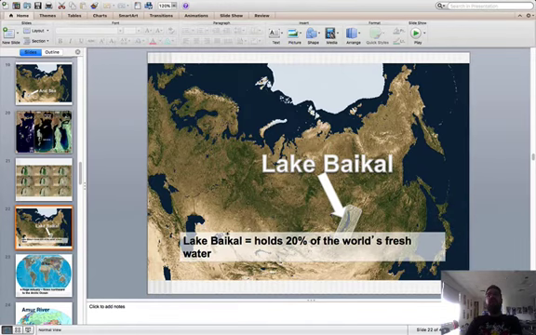And then you have Lake Baikal. This actually holds 20% of all the world's fresh water in that one lake. It's also the deepest lake in the world. So if there was ever a war over fresh water, that one lake is where you would definitely want to control.